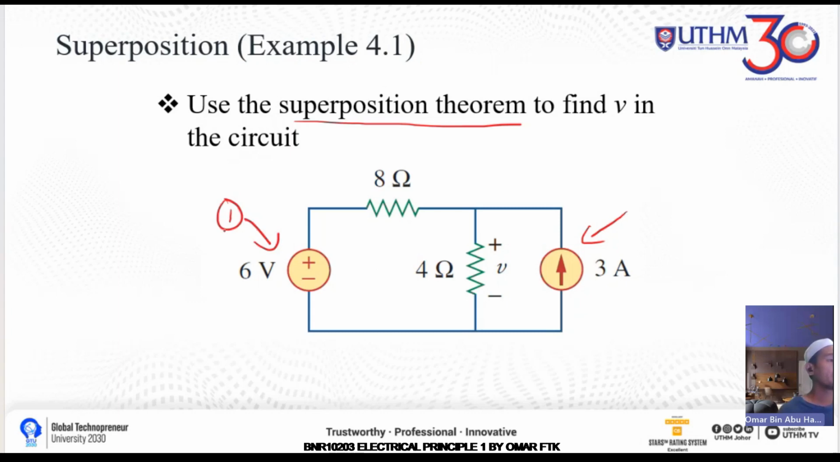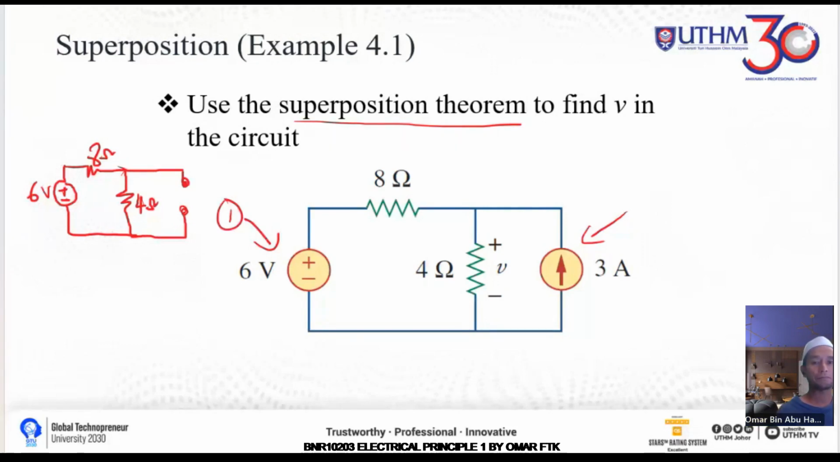If you select this one, your circuit will be like this. You still have the 6 volt voltage source, the 8 ohm resistor, and the 4 ohm resistor. And your current source will be open circuit, as a normal current source. From this you can do your calculation and find the voltage here, let's say V1 for example.